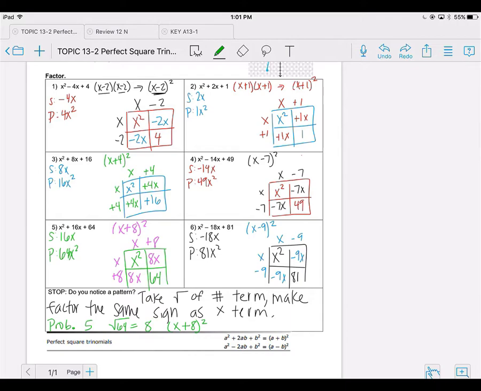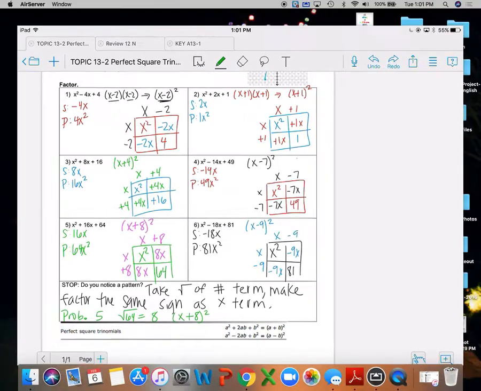So on your assignment, 13.2, we're asking you to try this rule on the ones that it works on. If you don't feel comfortable with it or you don't understand the rule, then use the box because you still can use the box on every single factoring problem.